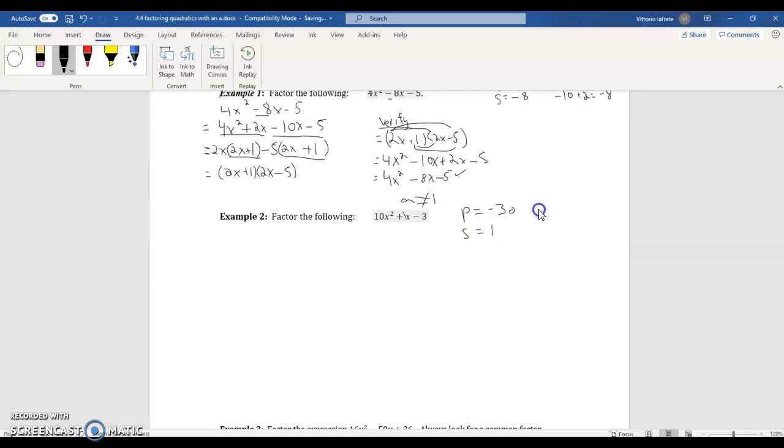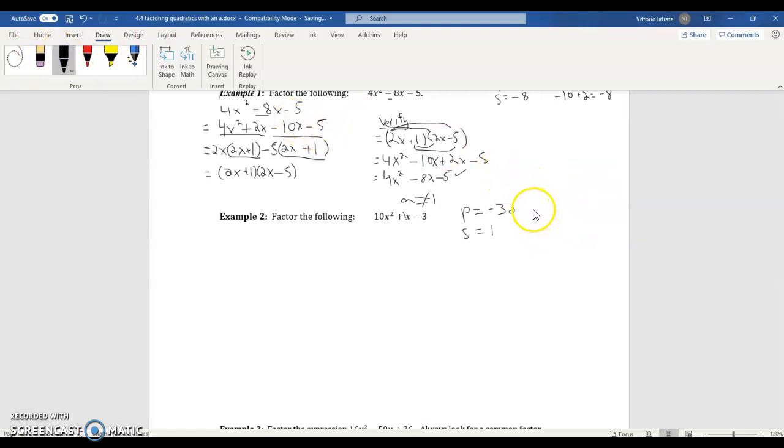So if you try negative 6 times 5, that does give you negative 30. Okay, great. But you'll notice if you do negative 6 plus 5, that gives you negative 1. So that's wrong. So you know you made a mistake there if you did that. So let's try something different. Sometimes trial and error, you have to go through it. If you don't get it right first time, just go back, erase it, and retry it.